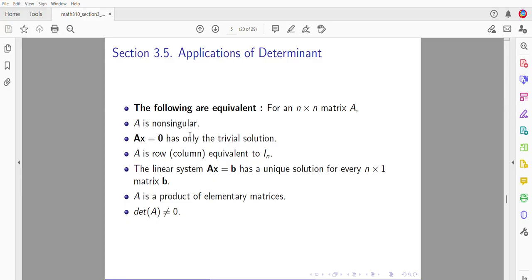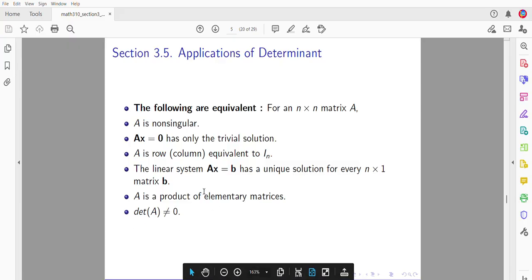which in turn implies A is row or column equivalent to the identity. The linear system AX equals B has a unique solution for every matrix B. Unique. Okay? That's like saying only one solution. A is a product of elementary matrices. Determinant of A is non-zero. Very important that you remember this.